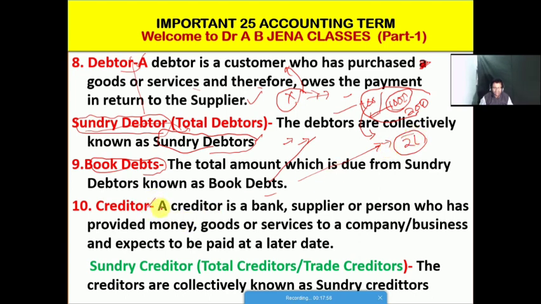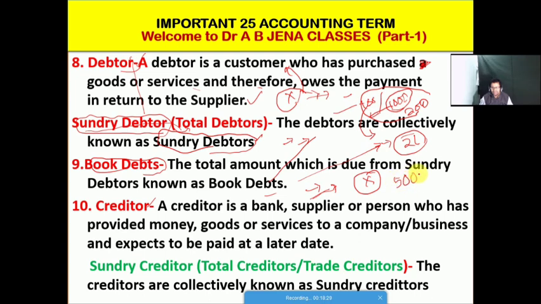Then come to the creditors. What is the meaning of creditor? Similarly, your business will purchase some goods or services from the supplier. Suppose your business will purchase the goods or services from the supplier, and the supplier is X. Later on you will pay the amount to X. Suppose you have purchased from X on credit basis.